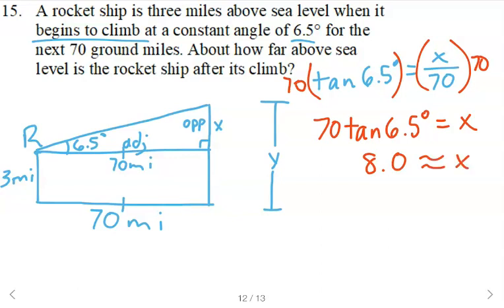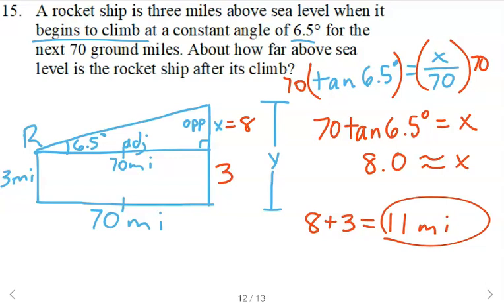And then if we add that to the 3 that's already here, so 8 plus 3 gives us 11 miles above sea level. So ultimately our goal is to find this value for what I labeled as y, which comes out to be 11 miles above sea level. So don't forget to add the 3 back in because these distances are the same.